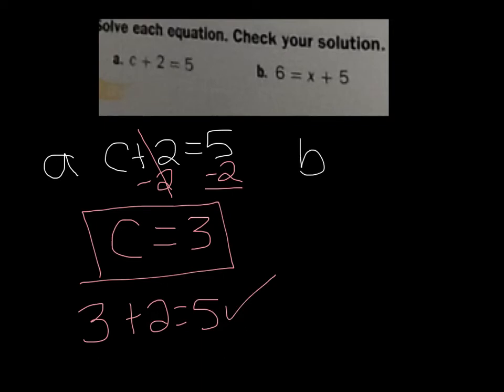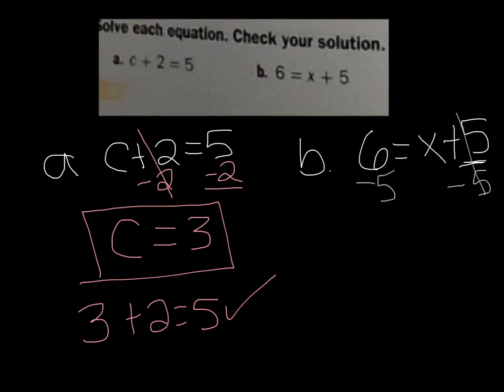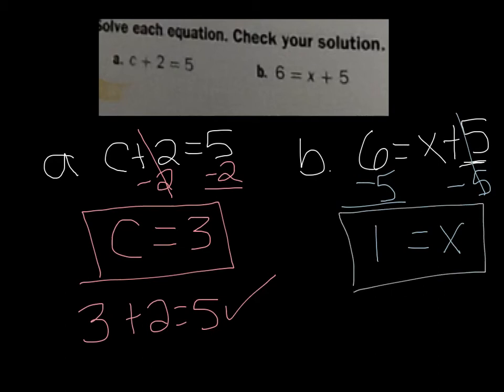So let's look at B then. 6 equals x plus 5. Again, I'm adding 5, so I want to subtract 5 from both sides. 5 minus 5 is 0, leaving me with just an x. 6 minus 5 is 1. So I'm saying that my x is 1. To check it, I'm going to plug 1 in for x. 1 plus 5, well, I know 1 plus 5 is 6, so I did it correctly.